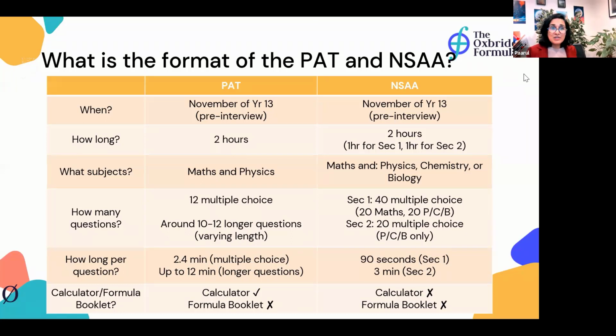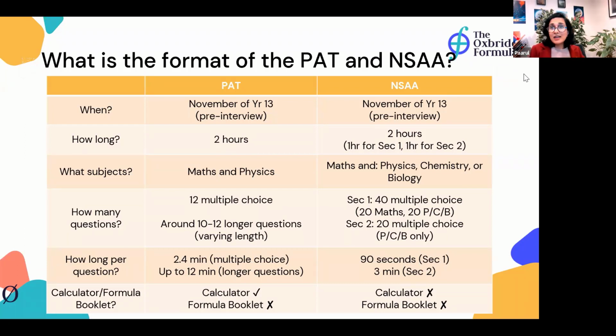The other important thing to mention is, do you get a calculator or formula booklet? In the PAT, you do get a calculator, but you often don't need it until the very end of the question where you're just plugging your numbers in. You'll see later today that a lot of the questions can be algebraic, so having a calculator doesn't necessarily help. And in the NSAA, there is no calculator.